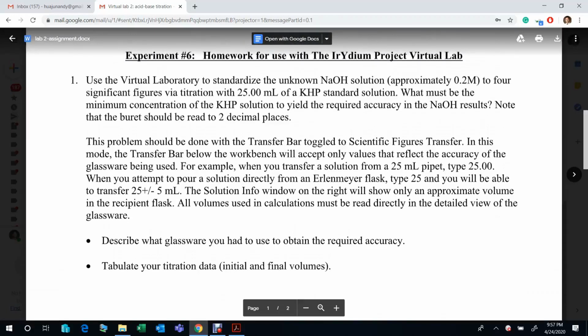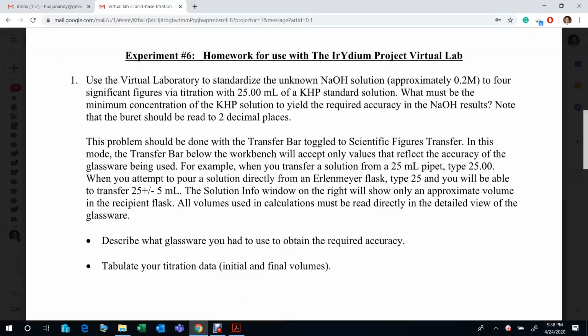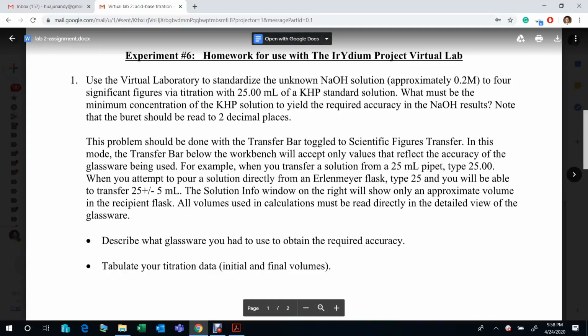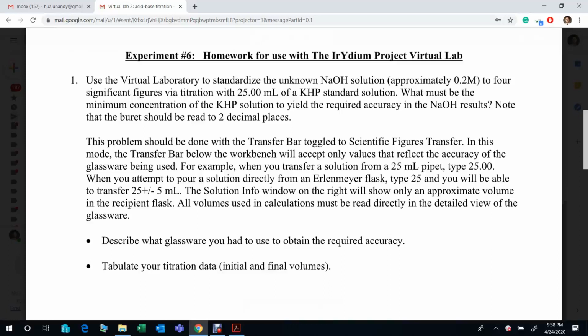Use the virtual laboratory to standardize the unknown sodium hydroxide solution, approximately 0.2 molar. Okay, that's the rough concentration, to 4 significant figures via titration with 25.0 milliliters of a potassium hydrogen phthalate standard solution. What must be the minimum concentration of this solution to yield the required accuracy in the sodium hydroxide results?